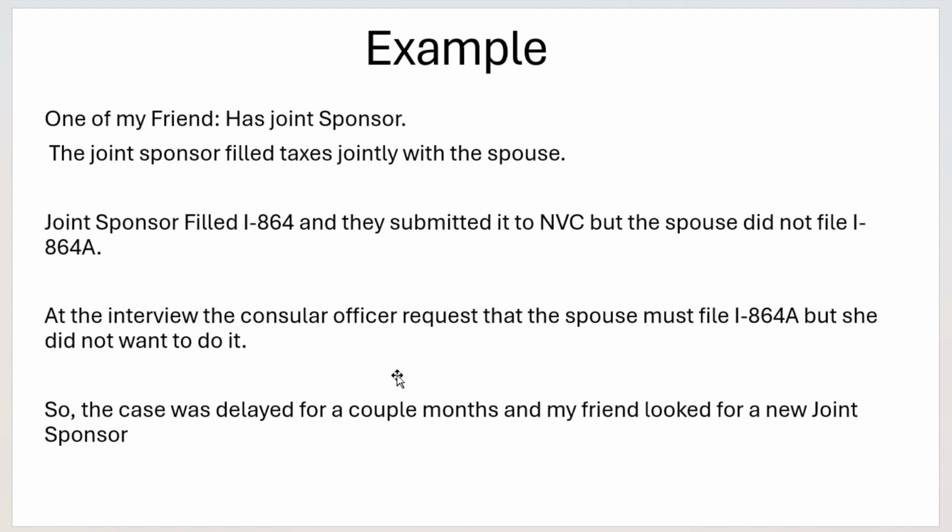Just my advice here, in short: if you have a joint sponsor, make sure the joint sponsor is willing to support, and if he filed taxes with his spouse, you must talk to him first to see if his spouse agrees to support the applicant, which is the petitioner's spouse. This is my big advice. I don't want you to have this problem like one of my friends had a couple of months ago.